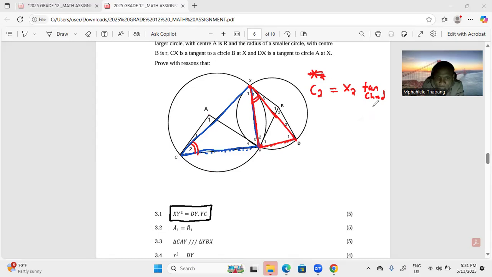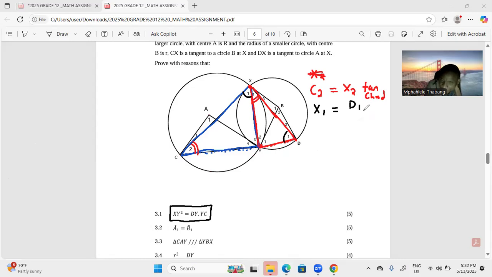So what else do I do? Which other angles can be equal from these two triangles? Let me check. X1 equals D1 according to the tan chord theorem. Make sure that you check this tan chord theorem. X1 equals D1. I explained it. Please make sure that you check it.